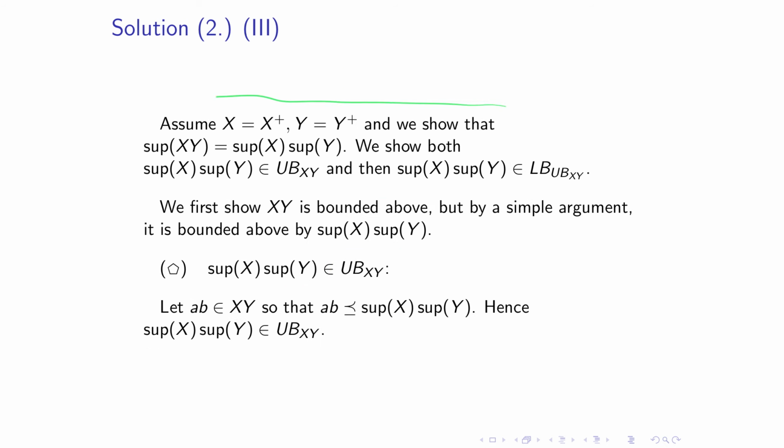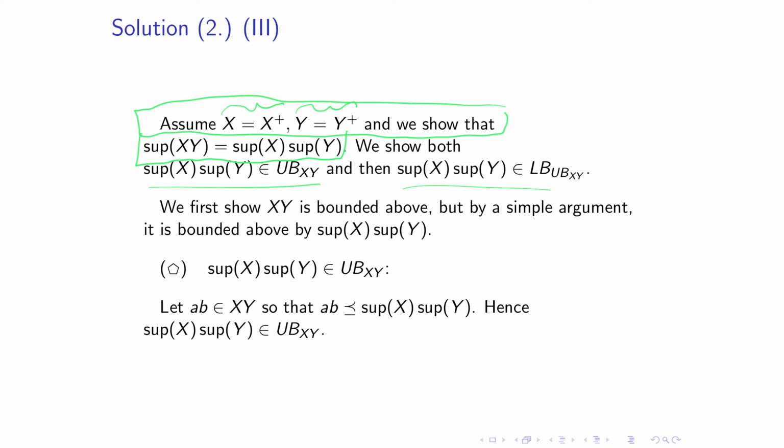So now we move on to the final part of the final exercise, which is to consider when these are sets of positive numbers. And when these are sets of positive numbers, we're going to demonstrate that sup xy equals sup x sup y. We'll show that the thing on the right-hand side is an upper bound and a lower bound on the set of upper bounds, put very briefly.